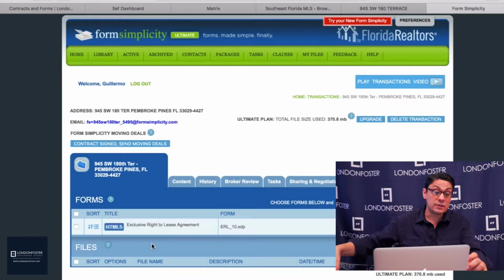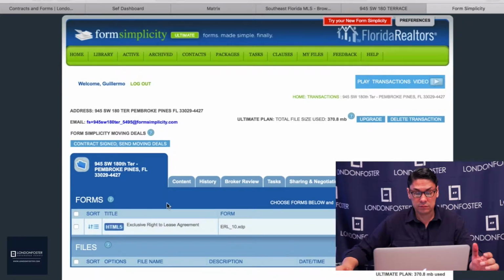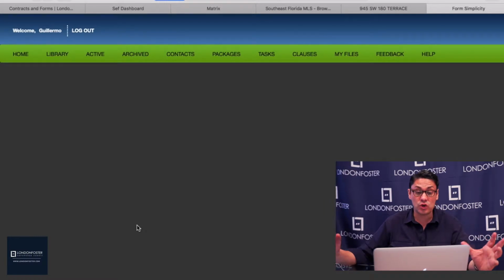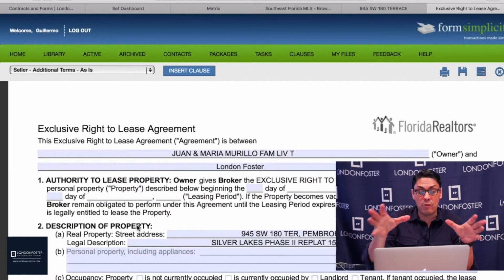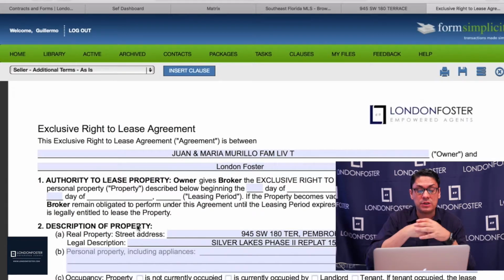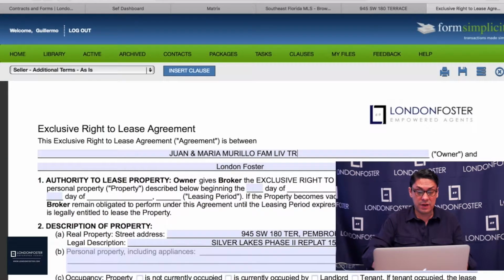Once you save it, it's going to send you back to the original page where we can see the contract. You filled out the content. What we're going to do now is we're going to click on that particular contract and make sure that everything that we've put in, both what we pulled in from before and what we added, has come together. Okay, so as you can see now, it'll tell you who the owner is, which is Juan and Maria Murillo Family Living Trust. If it is not spelled out, we want to make sure we write it out.